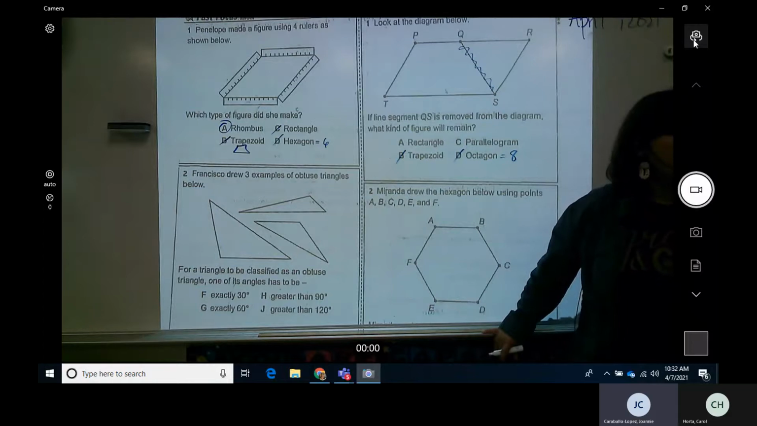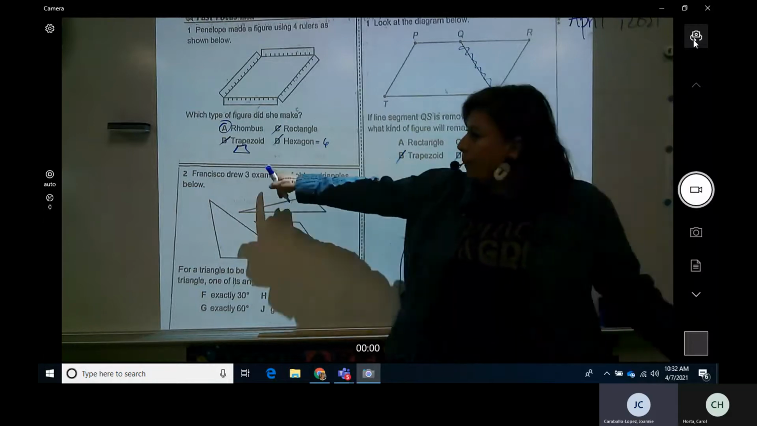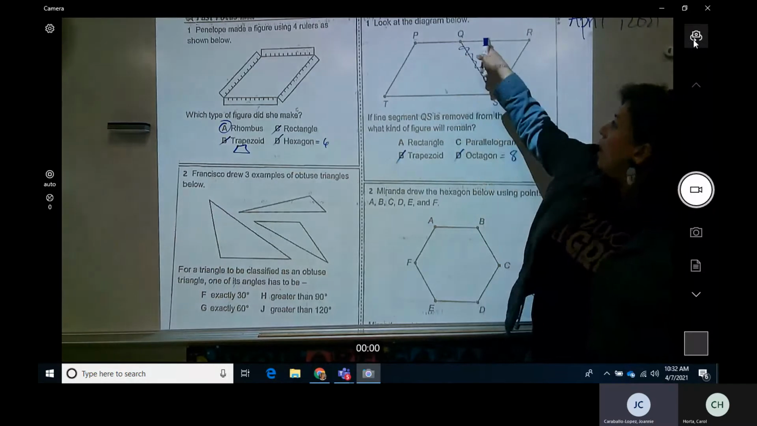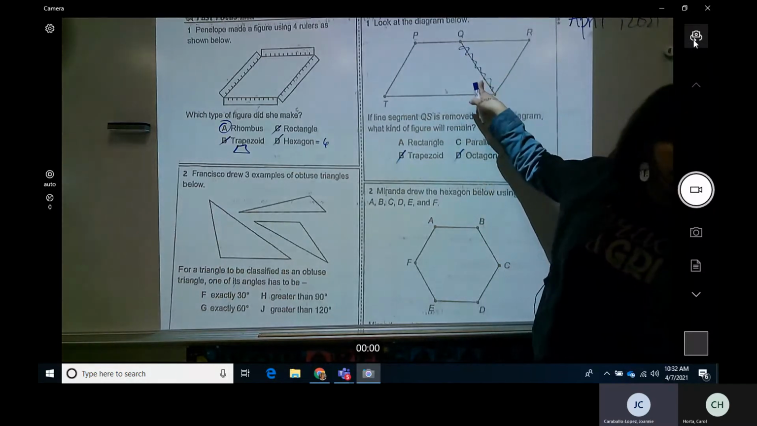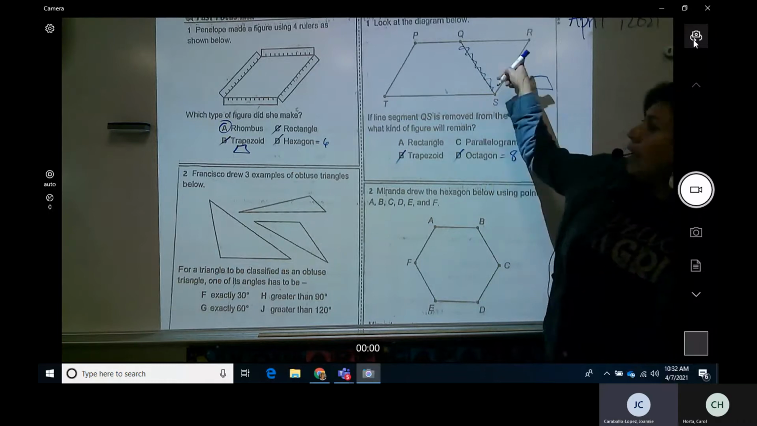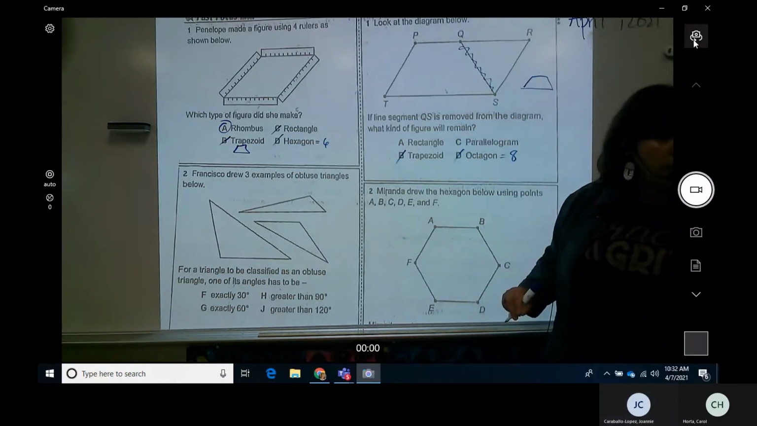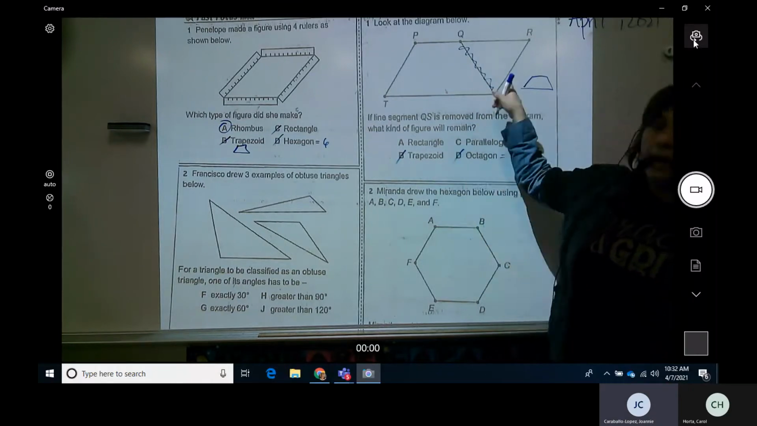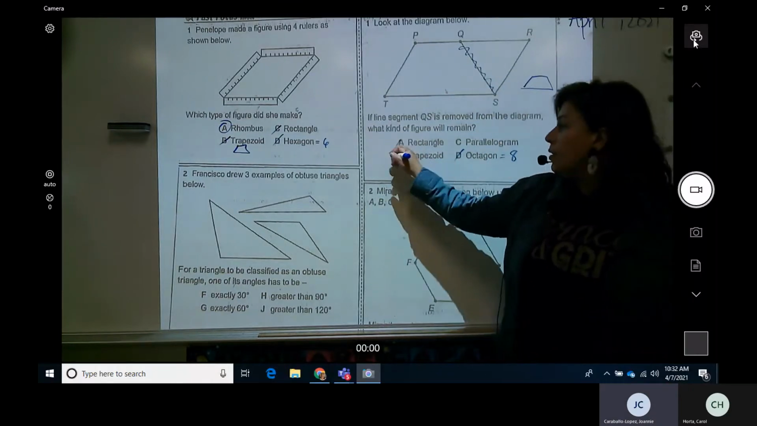Why? This is what a trapezoid looks like. Does that look like a trapezoid? If we remove that piece, this is what a trapezoid looks like. Is that what that looks like? Wake up, sister. So now we're stuck with a parallelogram or a rectangle. Is that a rectangle? No. So what's the answer?